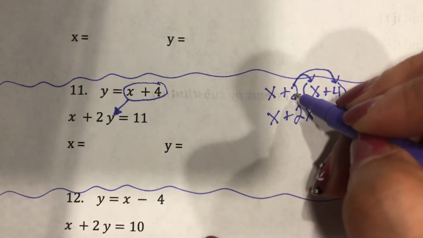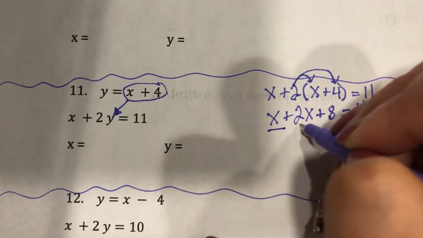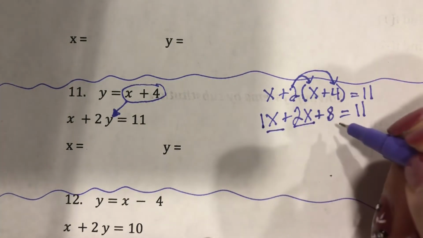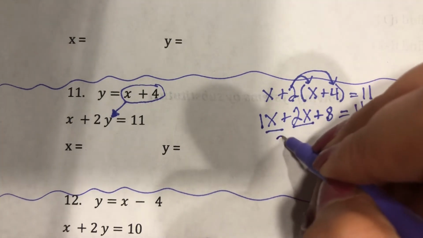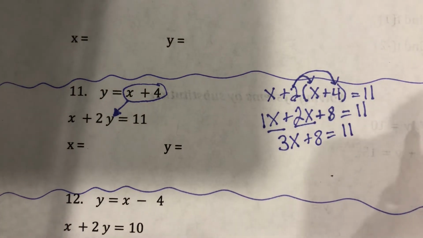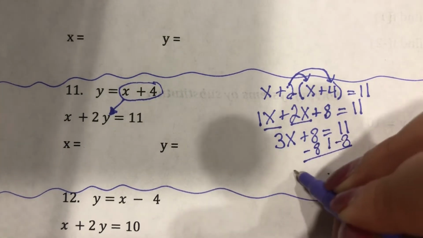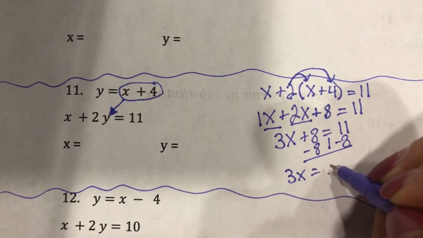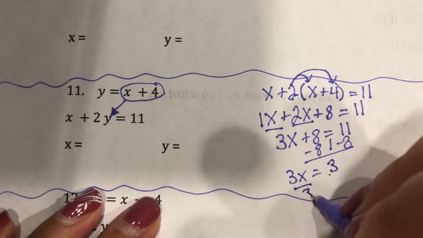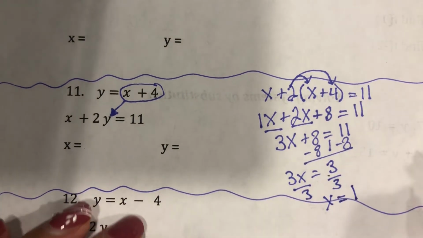So I distributed it, 2x, 2 times 4 is 8. I have like terms on the same side. I have a 2x and I have an x, so we're going to add them like normal. I have 1x here plus 2x, so 1 plus 2 gives me 3x plus 8 equals 11. I have a positive 8, so I'm going to subtract 8 from both sides. I get 3x equals 3. 11 minus 8 is 3. Divide both by 3. I got a little crooked, sorry. And I get x equals 1.